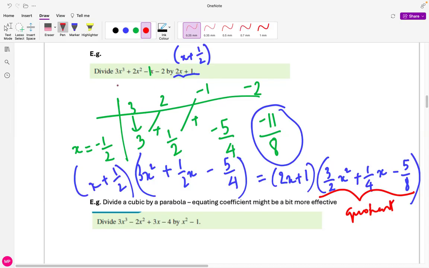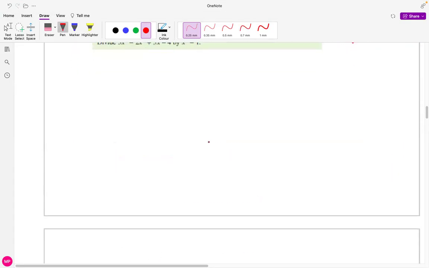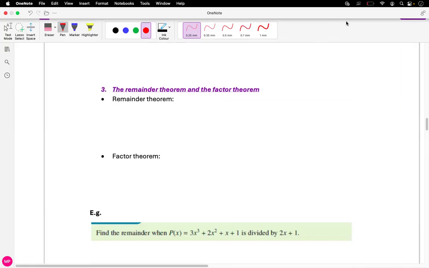So just one thing to be aware of: when you divide by a linear that has a coefficient, just make sure that every number here that you got, you divide it by 2 when you finish. All right, and we'll talk about the remainder theorem in another video.